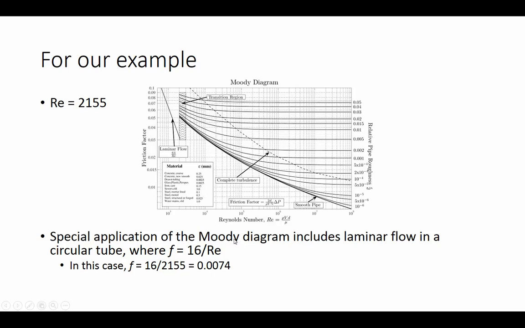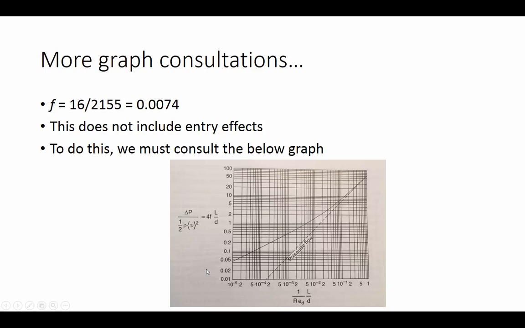A special application of the Moody diagram includes laminar flow in a circular tube, where the friction factor is equal to 16 divided by the Reynolds number. So in this case, F equals 16 divided by 2155, our Reynolds number, which is equal to 0.0074. So we have F equal to 0.0074, and this isn't including entry effects.